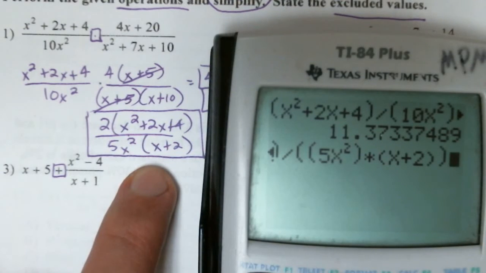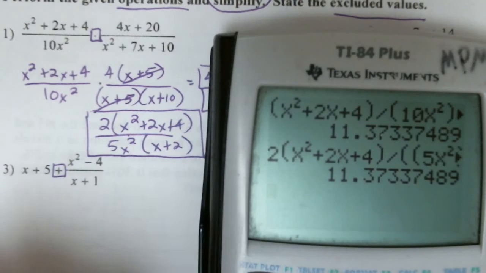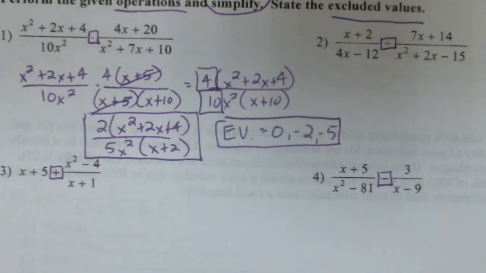Oh my goodness, I hope this is right. Oh my gosh, I love it. They match, okay? They match. So when they match, you know you've done the problem correctly. Okay, let's go on to the next one.